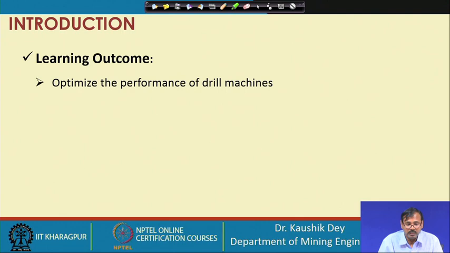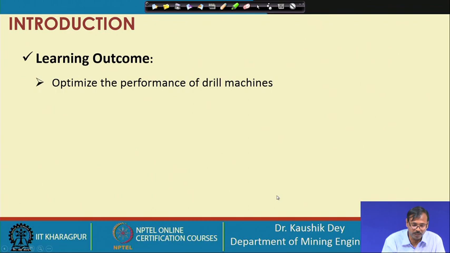This can be addressed only if a student selects the drill machine and allows it to operate under proper conditions, say the feed given must be of a fixed type, the feed pressure given must be of the required type, and changes in the feed pressure and the thrust given to the drill bit must be suitable as per the rock condition. All these requirements are there, and they have to be addressed by the student. So he should learn how to optimize the performance of the drill machine.